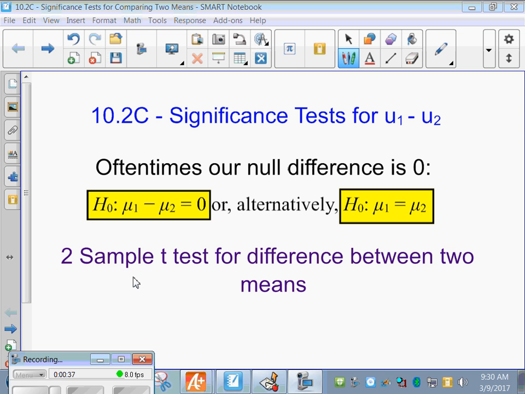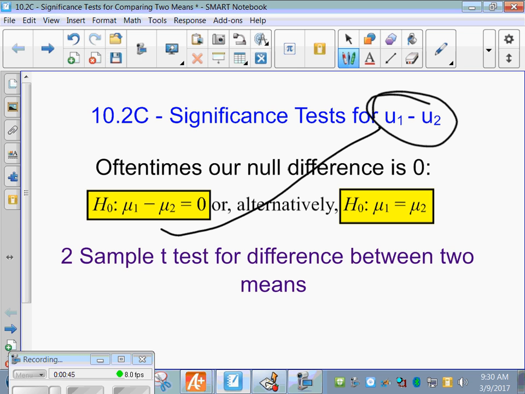And the test that you guys are going to use on your calculator is the 2-sample t-test. So don't forget, when we're doing means, we use t, unless for some weird reason we know the population standard deviation. All right, but we typically don't. So means are t's, the proportions are z's.